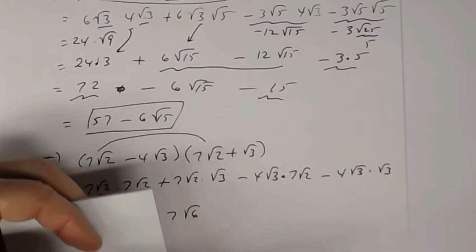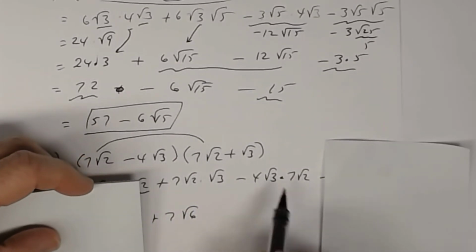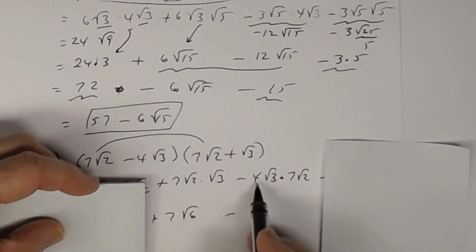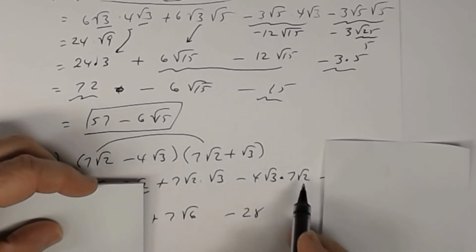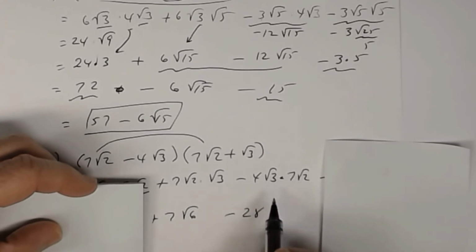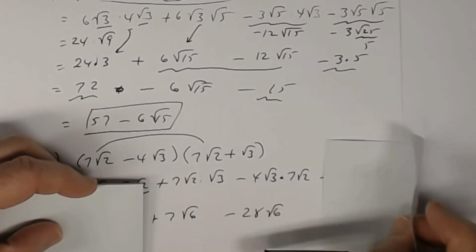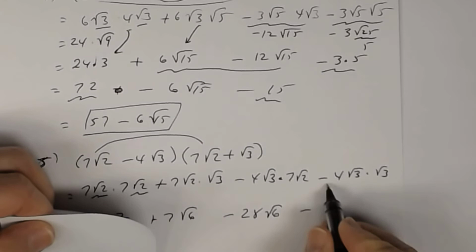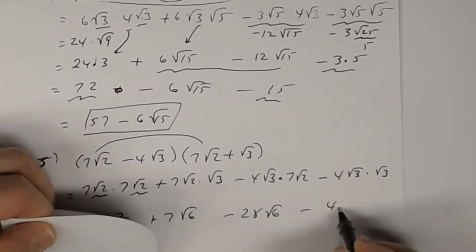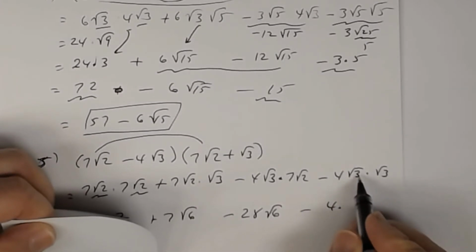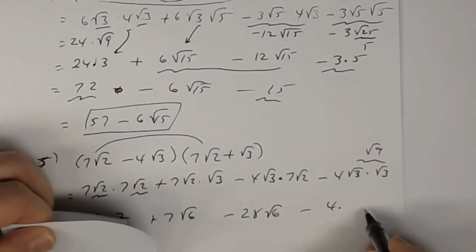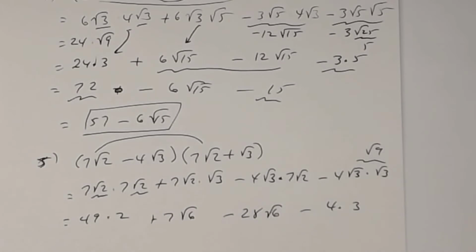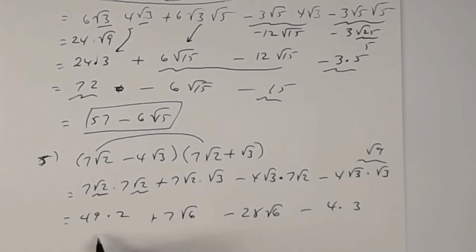So then let's look at the next one. So we have minus, okay, 4 times 7 is 28. And then the square root of 2 times the square root of 3 is the square root of 6. And then we have minus 4 times the square root of 3 times the square root of 3 is the square root of 9, right? Square root of 9. And the square root of 9 is 3. Okay? So then I have 49 times 2, which is 98.